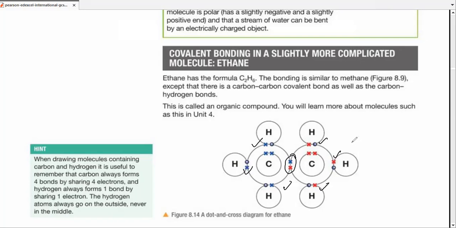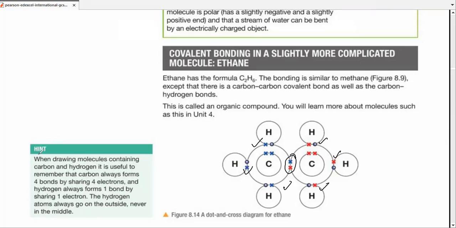This is an organic compound. We're going to study it in Unit 4, Organic Chemistry, and it's mainly made up of carbon as the central element. When drawing molecules containing carbon and hydrogen, it is useful to remember carbon always forms 4 bonds by sharing 4 electrons, and hydrogen always forms 1 bond by sharing 1 electron.